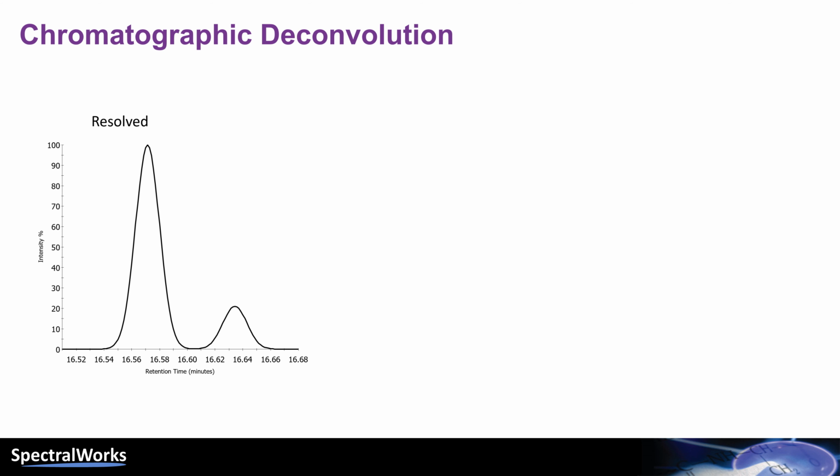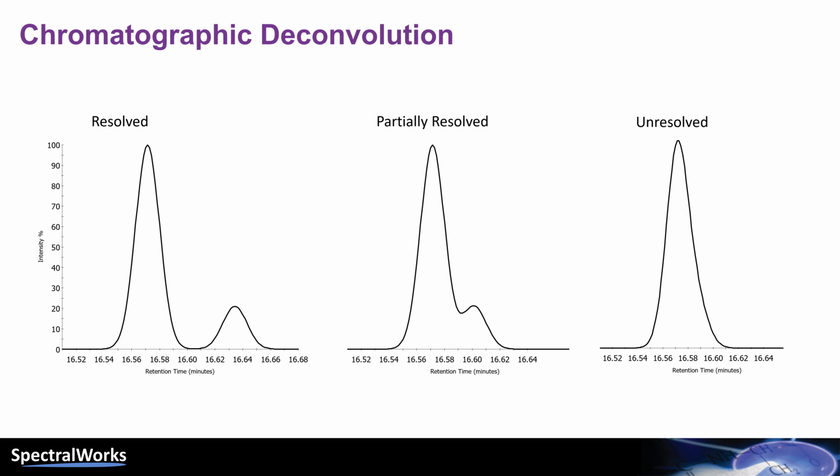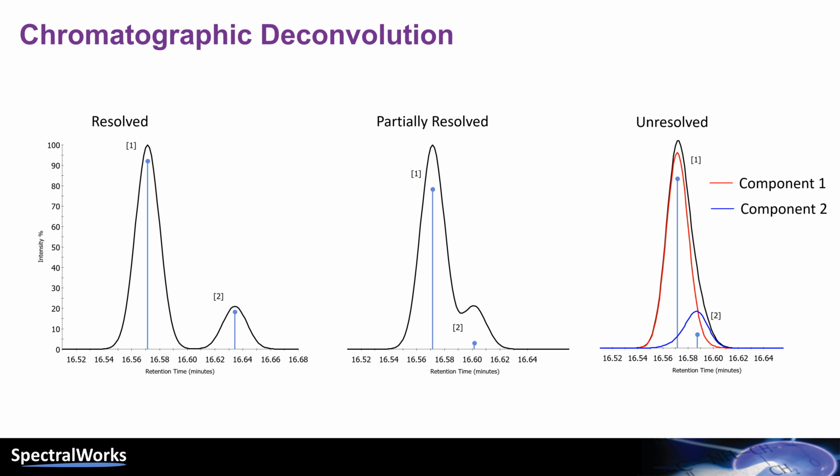Before I present an example dataset, I want to introduce the concept of chromatographic deconvolution, as this is a key feature in our data processing. With resolved and even partially resolved peaks, we can easily see that there are two components. However, when we get to unresolved peaks, it may be very difficult for a user to realize that there are still two components under the peak. The chromatographic deconvolution allows the user to identify multiple components with no prior knowledge of the samples. Here we can see that the software is able to detect two components under a single peak. Each component will have its own unique mass spectrum and retention time.